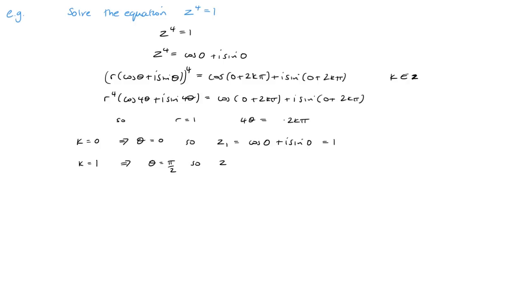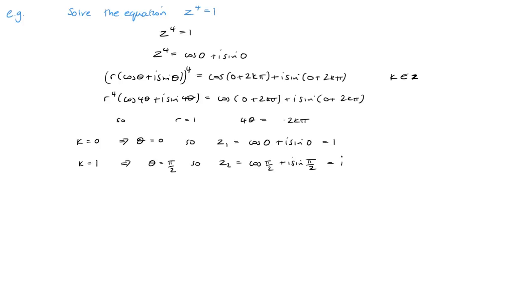So that means my second solution, Z2, is going to be cos pi by 2 plus i sine pi by 2. And cos of pi by 2 is 0 and sine of pi by 2 is 1. So this one is just going to be equal to i. Now from here on out there's kind of two approaches to take.